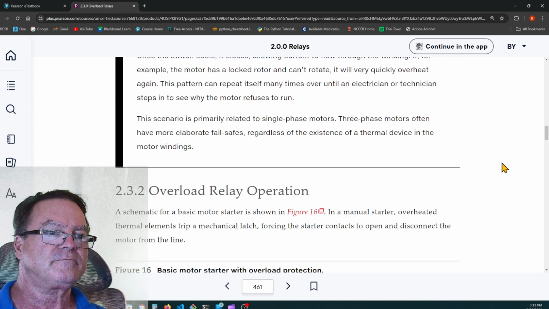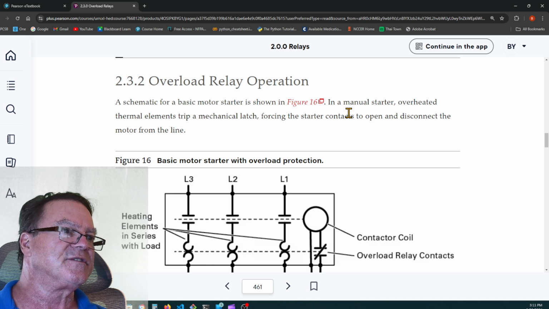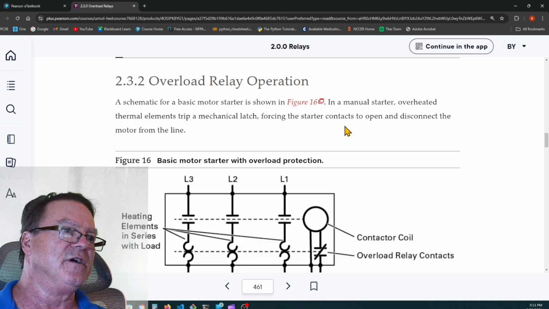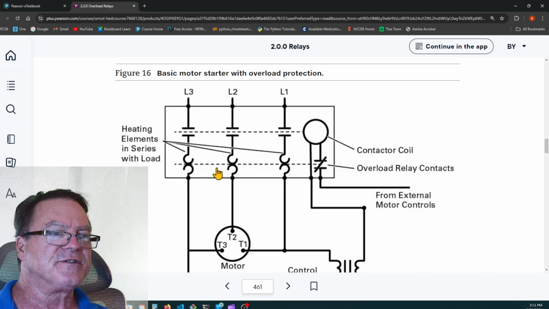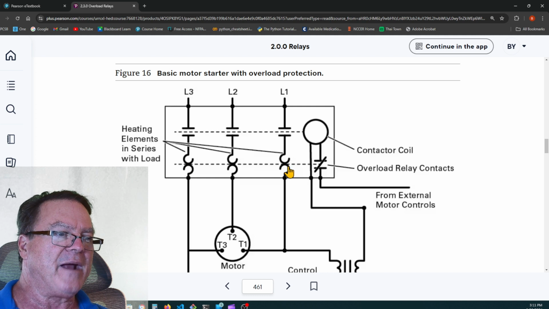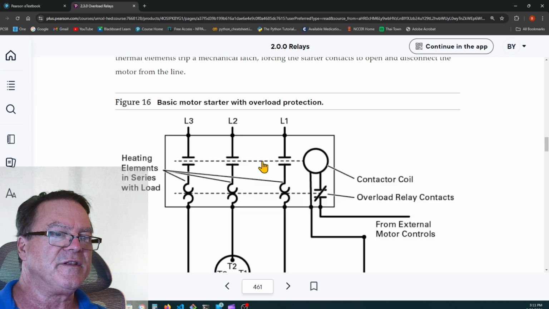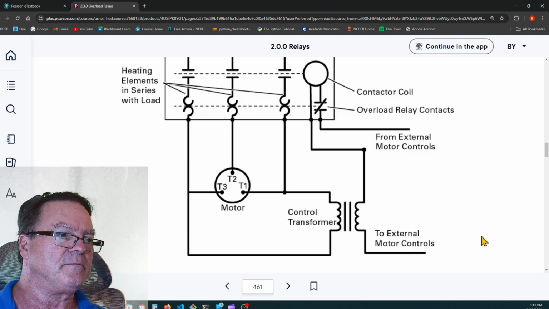All right. Overload relay operation, a schematic for a basic motor starter shown in figure 16, and a manual starter. Overheated thermal elements trip a mechanical latch, forcing the starter contacts to open and disconnect the motor from the line. So here are your heaters, and if too much current goes through them, they get hot, and the bimetallic switch opens this overload contact, and it disconnects the power to the coil, so you unlatch these contacts that were feeding the motor. Okay.